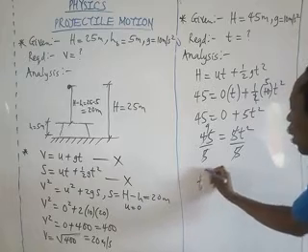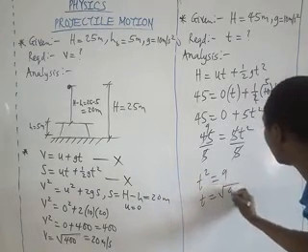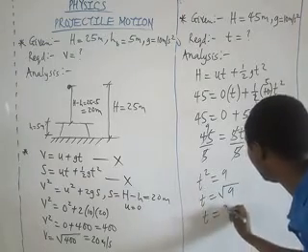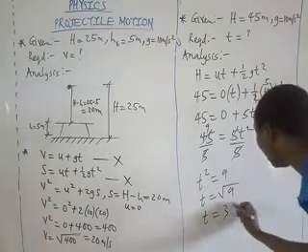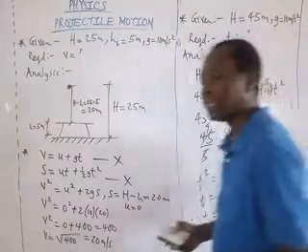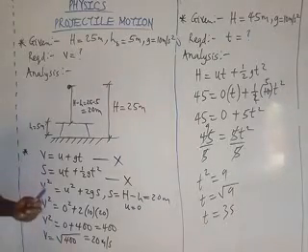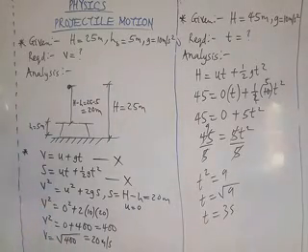So we have t squared is equal to 9. So your t will be square root of 9. And that will be what? 3. I believe you know the unit of time. That is 3 seconds.